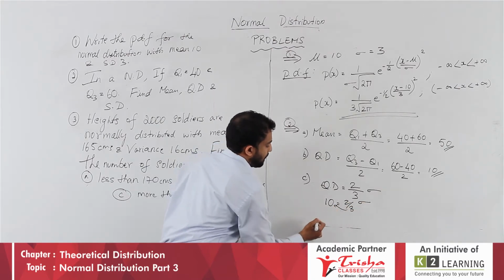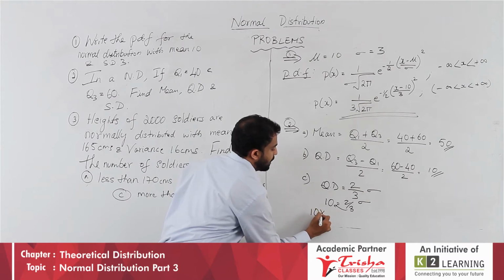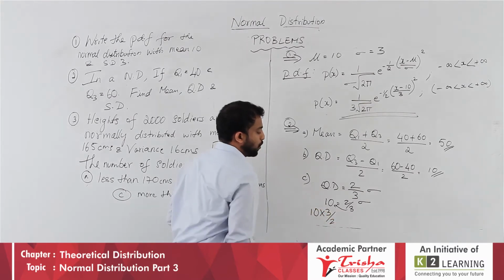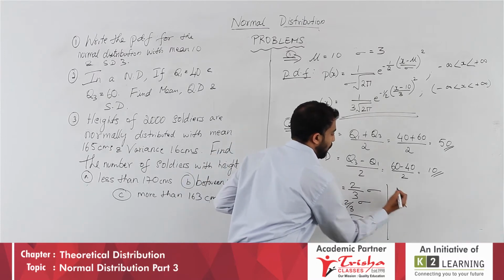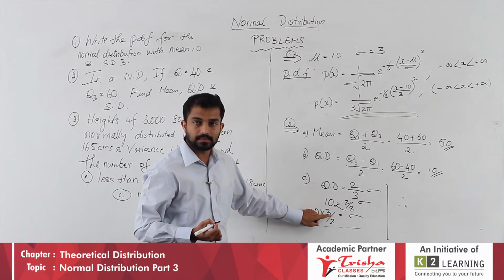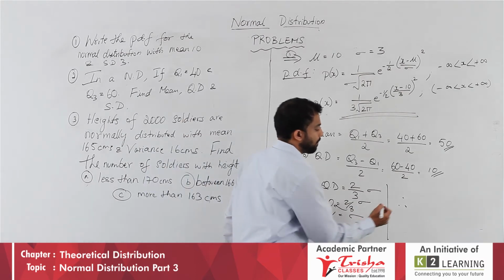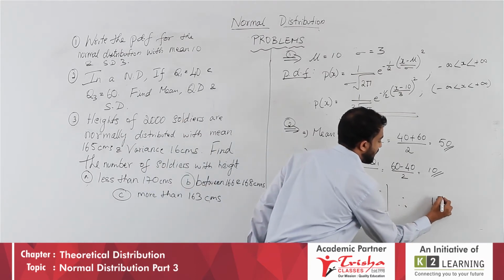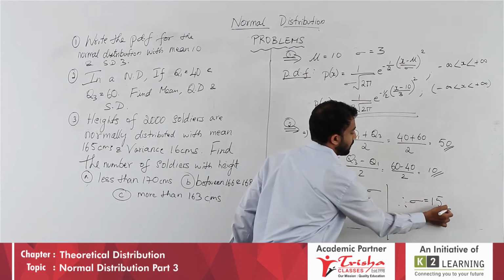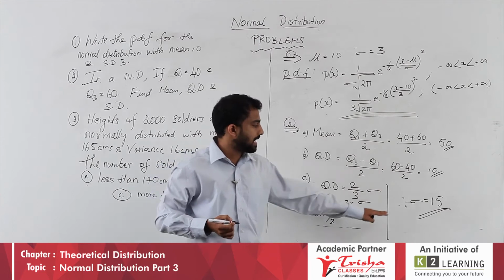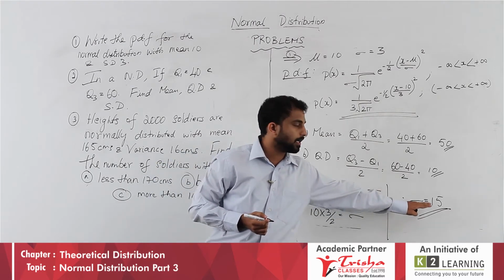So 10 is equal to 2 by 3 sigma. When we cross multiply it, it becomes 10 into 3 by 2 is equal to sigma. Therefore, 10 into 3 is 30. 30 by 2 is 15. Therefore, sigma is equal to 15, or standard deviation is equal to 15.